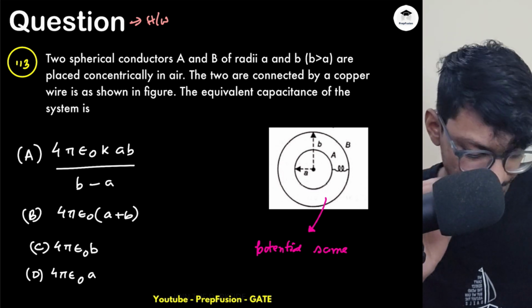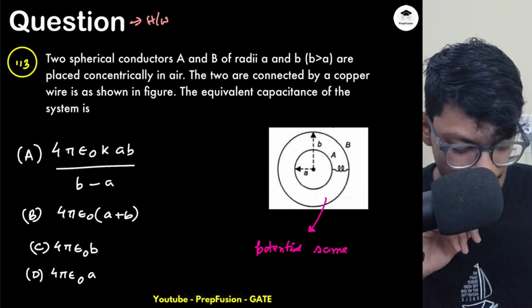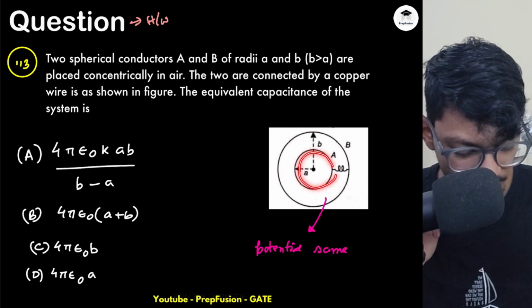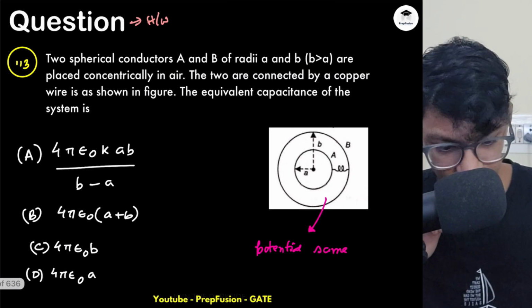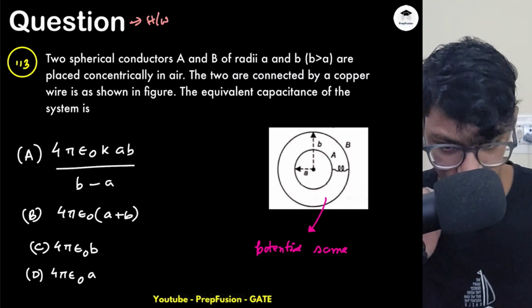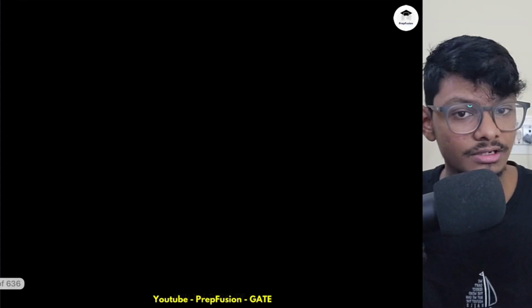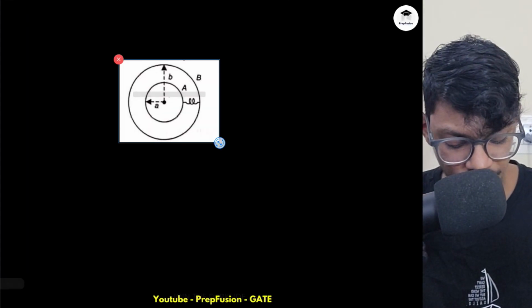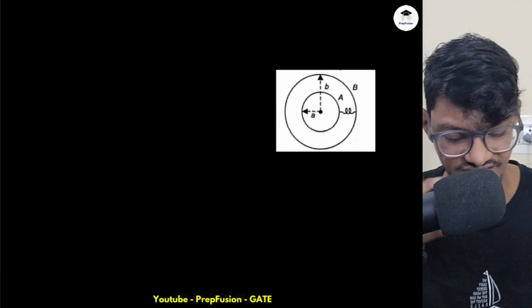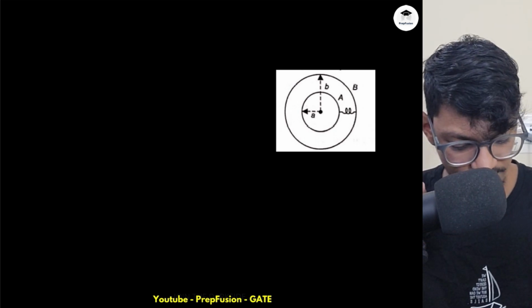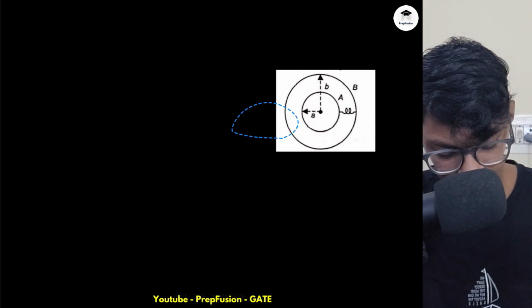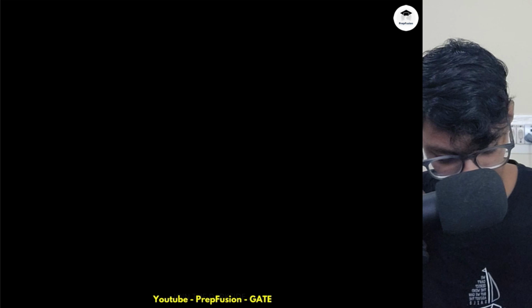What will happen is that if I give a plus Q charge here, I will just show you. What was the general method for finding capacitance? Give plus Q charge and see what is the potential difference, right? If I give a plus Q charge here, I will just show you with my own diagram itself.